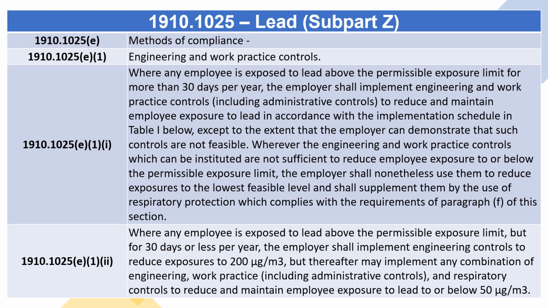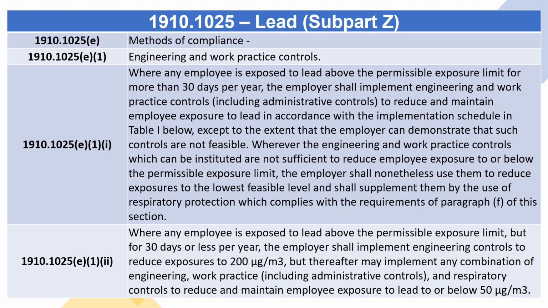Wherever the engineering and work practice controls which can be instituted are not sufficient to reduce employee exposure to or below the permissible exposure limit, the employer shall nonetheless use them to reduce exposures to the lowest feasible level and shall supplement them by the use of respiratory protection which complies with the requirements of paragraph F of this section.